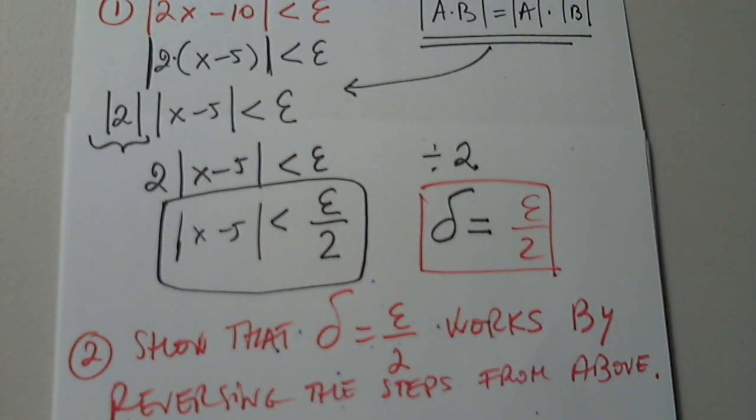Could you read that part again? Show that epsilon over 2. Yes, right here. Sorry. Epsilon over 2 works by reversing the steps from above.